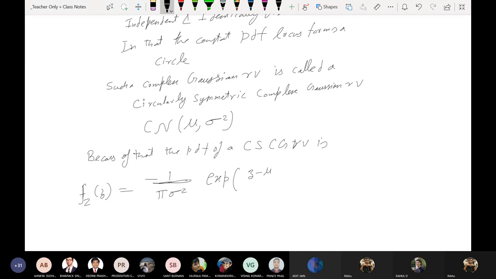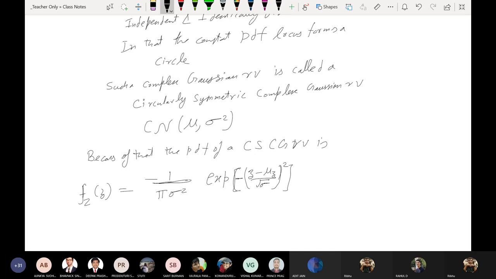Z minus mu z, root sigma. This simple expression. So actually the distribution of a complex Gaussian random variable looks quite similar to a Gaussian random variable. The only difference is the pi, the root 2 factor.